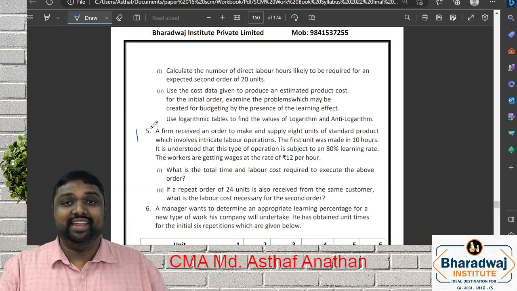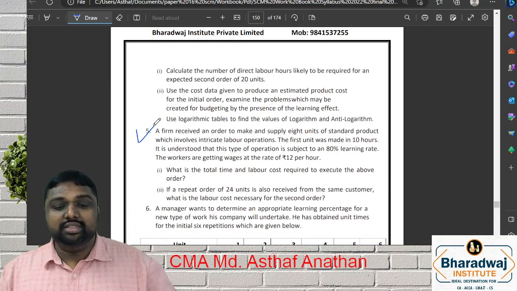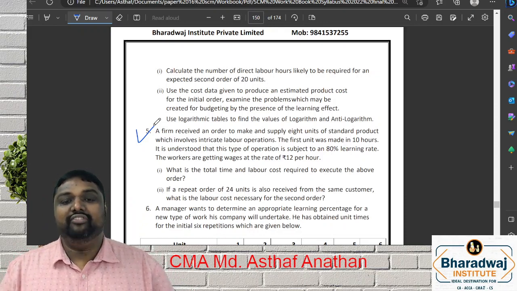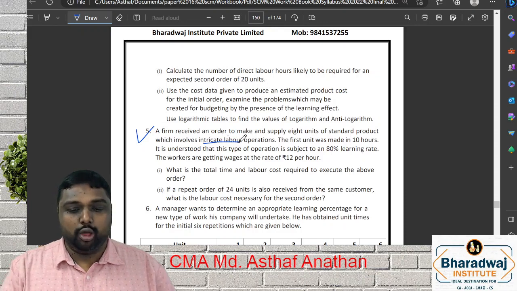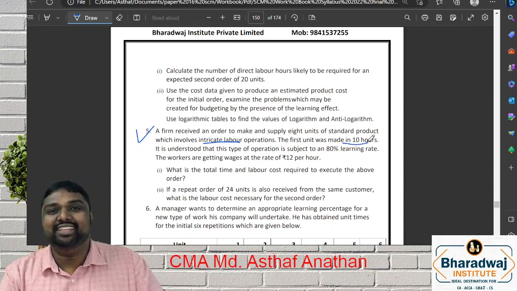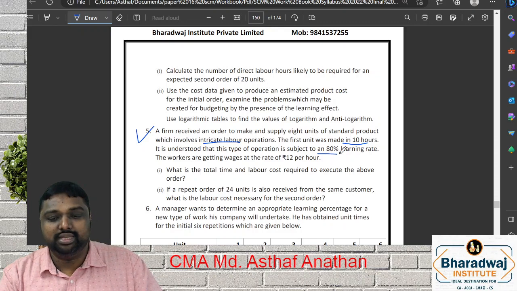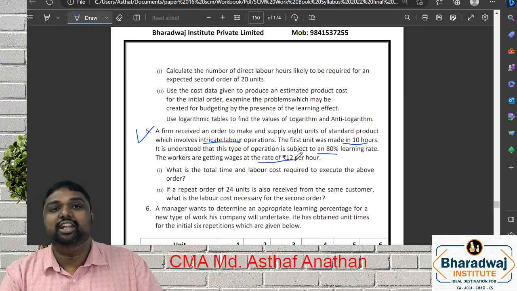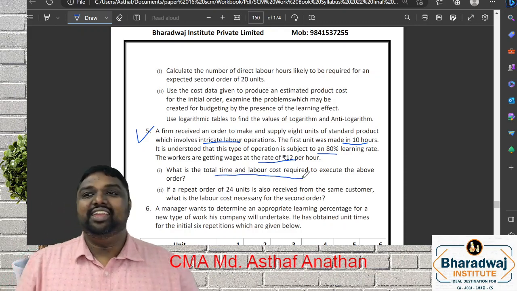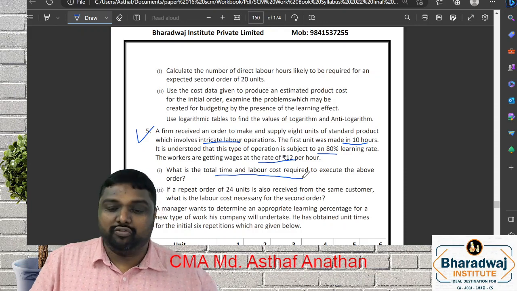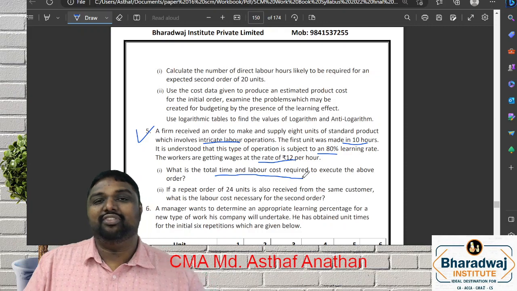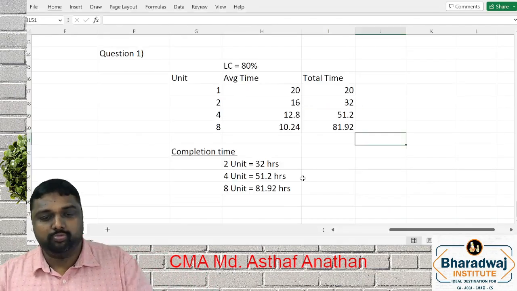So we'll discuss the next question, question number 5. A firm received an order to make and supply 8 units of a standard product which involved intricate labor operations. The first unit was made in 10 hours. It is understood that this type of work is subject to 80% learning rate. The worker is getting a wage rate of 12. What is the total time and labor cost to execute the above order? Next, if a repeat order of 24 is also received from the same customer, what will be the labor cost necessary for the second order?